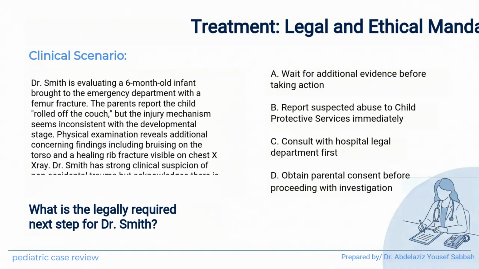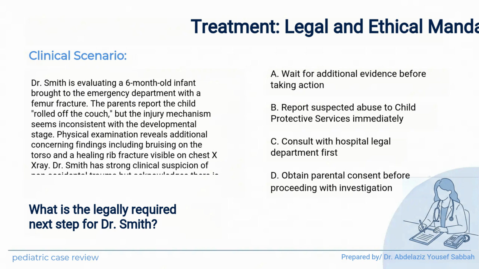Case 11. A physician is evaluating a 6-month-old infant brought to the emergency department with a femur fracture. The parents report the child rolled off the couch, but this mechanism is inconsistent with the child's developmental stage. Physical examination reveals additional concerning findings, including bruising on the torso and a healing rib fracture visible on chest X-ray. The physician has strong clinical suspicion of non-accidental trauma, but acknowledges there is no definitive proof.